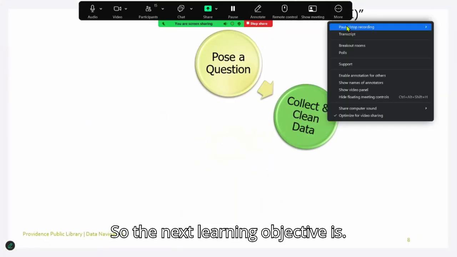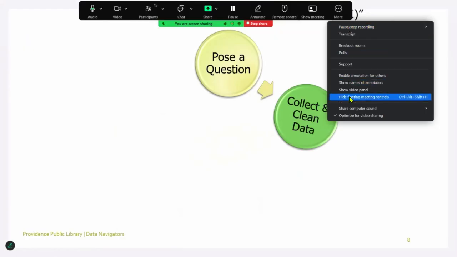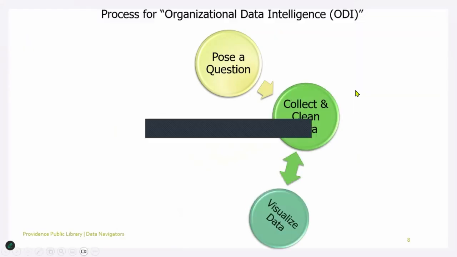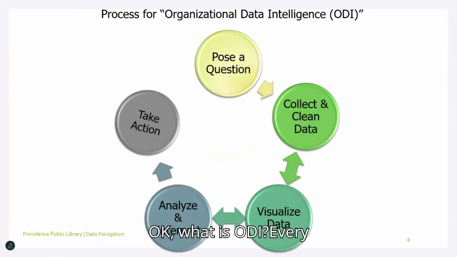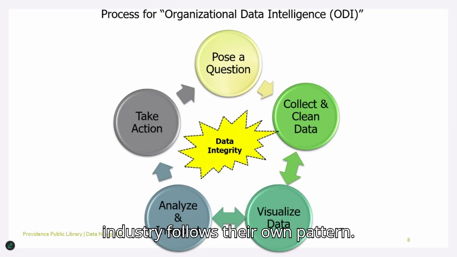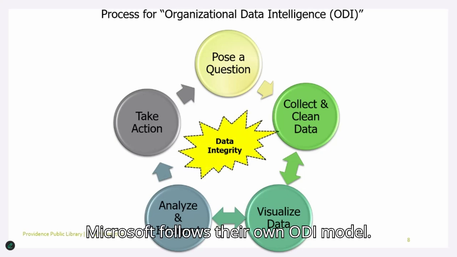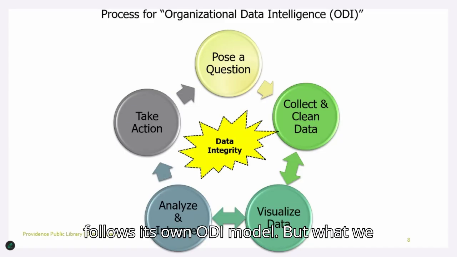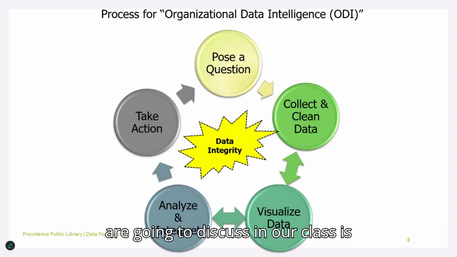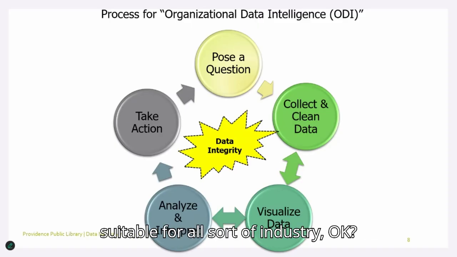So the next learning objective is the organizational data intelligence model. Okay, what is ODI? Every industry follows its own pattern. Microsoft follows its own ODI model. Google follows its own ODI model. IBM follows its own ODI model. But what we are going to discuss in our class is suitable for all sorts of industry.